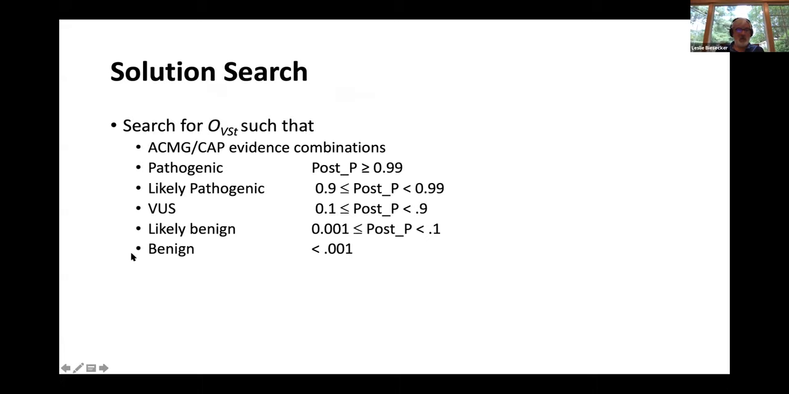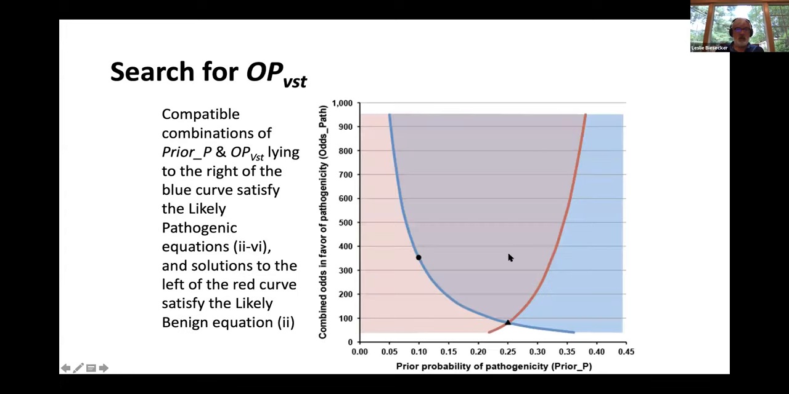Now, what you would like to see is that it gives outputs like this, such that pathogenic, again, this is based on that IARC scale. You want pathogenic to be greater than 99%. You want likely pathogenic to be 90 to 99, VUS 10 to 90, likely benign 0.1 to 1 and benign less than 0.1. A calculation was done using several formulas, not interesting, to determine that the prior probability should be 0.1 and the odds of pathogenicity of a very strong variant should be 350 to 1 odds.